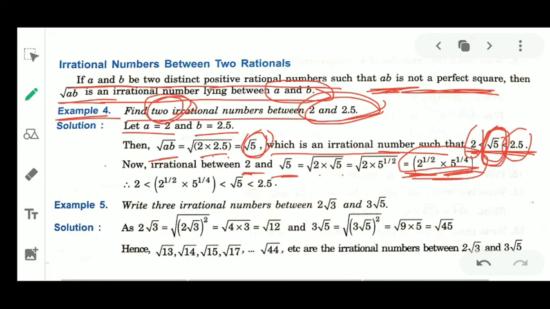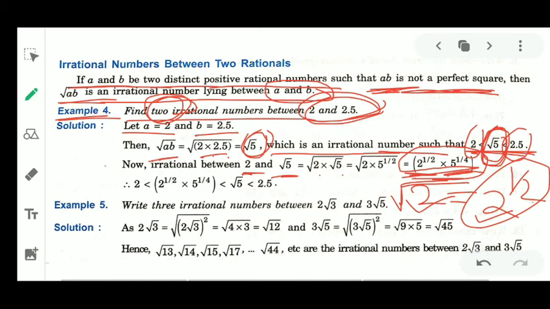Remember students, we can write root 2 as 2 to the power 1 by 2. Both are the same.